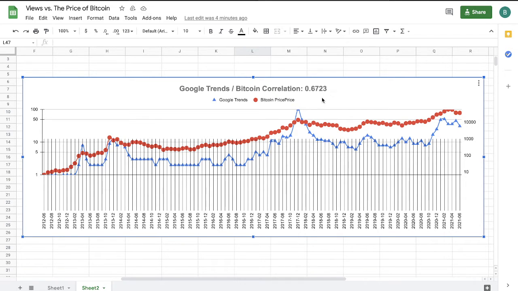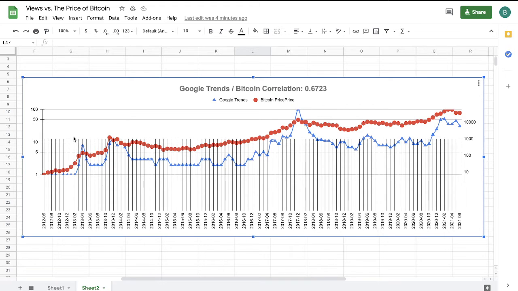Obviously, the more interesting factor would be, can this help us define market cycle tops? And I think it can. Now, let me explain how Google Trends works, because it's a little confusing. Google Trends is a measurement from 0 to 100, kind of like the fear and greed index. It's only measured from 0 to 100.